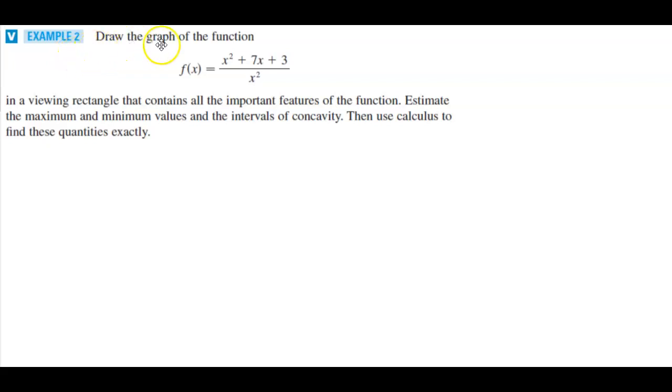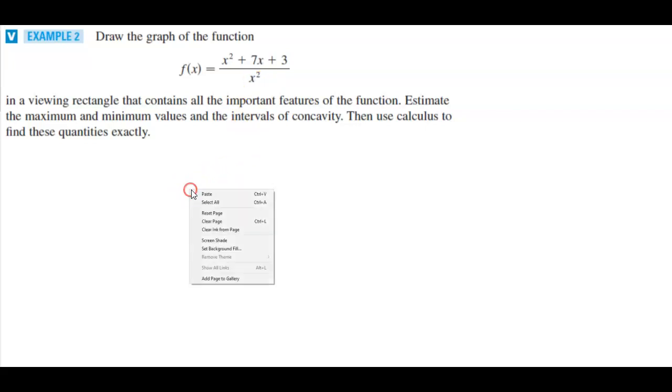Example 2, we want to draw the graph of the function f of x, which is equal to x squared plus 7x plus 3 over x squared, in a viewing rectangle that contains all the important features of the function. And we're going to estimate the maximum and minimum values and the intervals of concavity, and then use calculus to find these quantities exactly. So we're going to graph this function first, and then depending on what that looks like when we graph it, we may want to change the viewing rectangles.